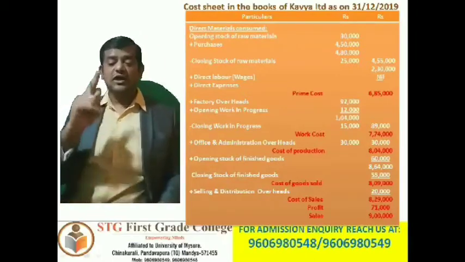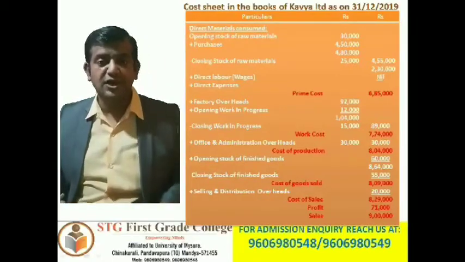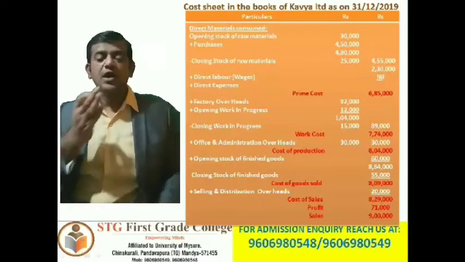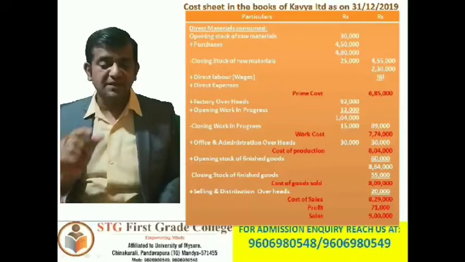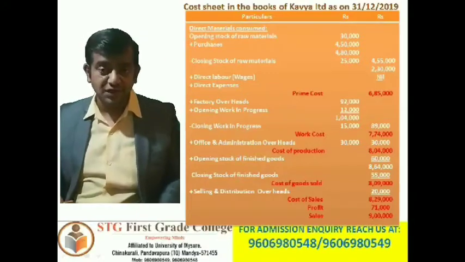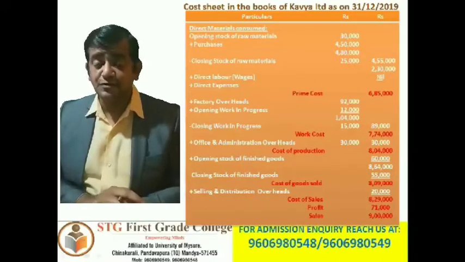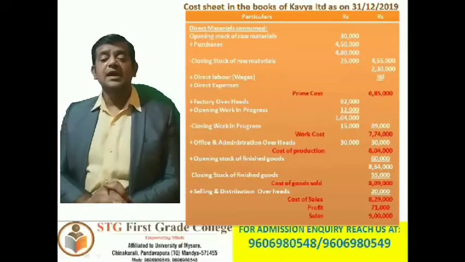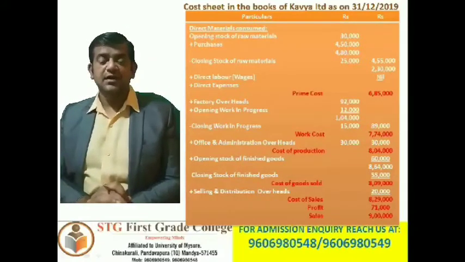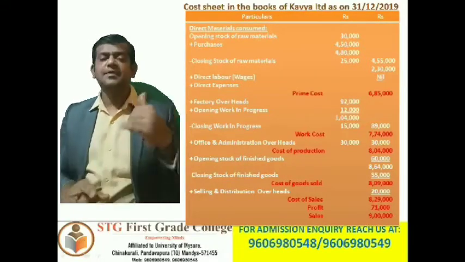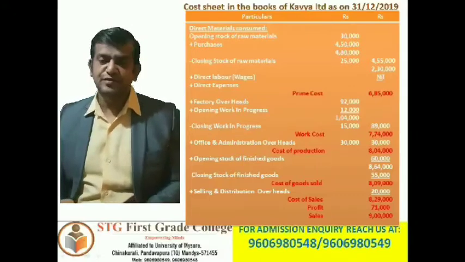9 lakh minus 8,29,000, the difference is 71,000. That difference is called profit. So in the profit column, you write down 71,000. That is the difference of 9 lakh and 8,29,000. So the profit will be 71,000. This is a bit different problem compared to the other two problems which you have done.